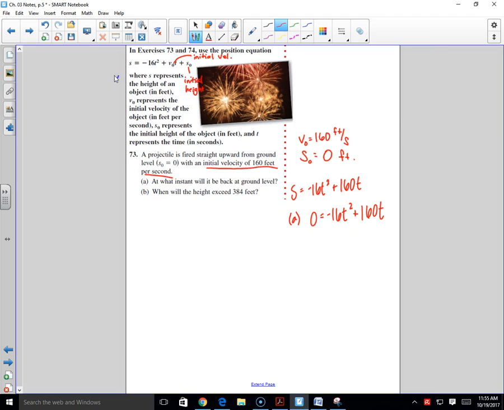Did anybody factor it already? What happens when you pull out the, what, negative 16t? What do you got? Nice.